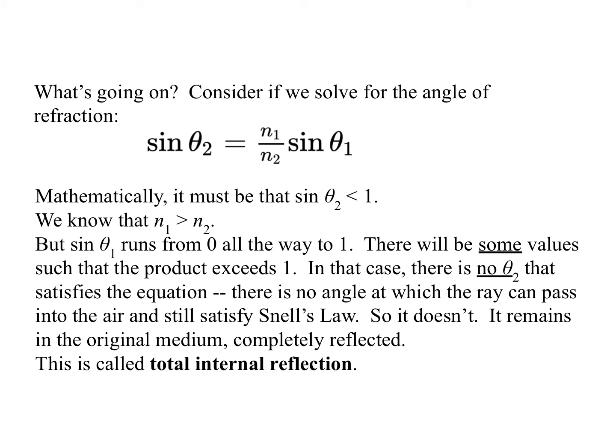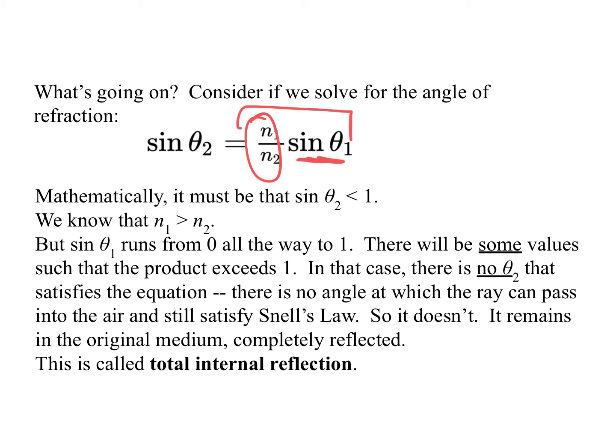Consider if we solve for the angle of refraction. That is, we take Snell's law and we get sine theta 2 equals n1 over n2 times sine theta 1. Well, mathematically, it must be that sine of theta 2 is less than 1, or maybe equal to 1, but never bigger than 1. And we know that n1 over n2 is bigger than 1. So the thing on this side is already bigger than 1. We need to multiply it by something less than 1 to get the whole thing less than 1. Yet sine of theta 1 runs from 0 all the way to 1. So there will be some values such that the product exceeds 1.